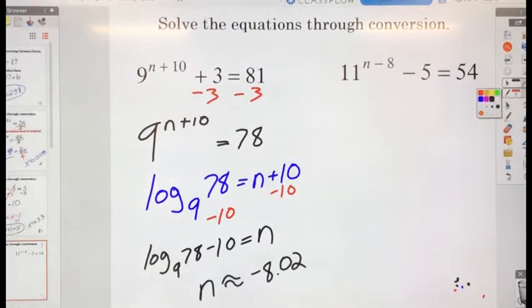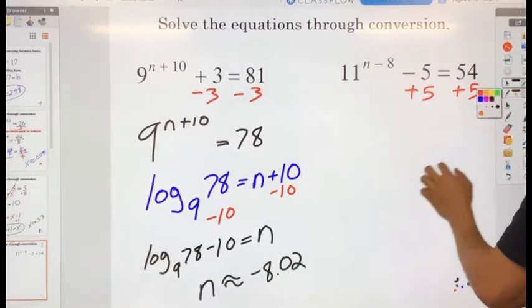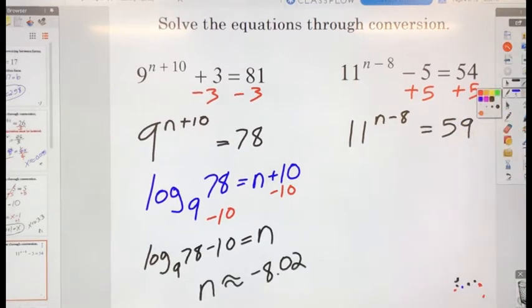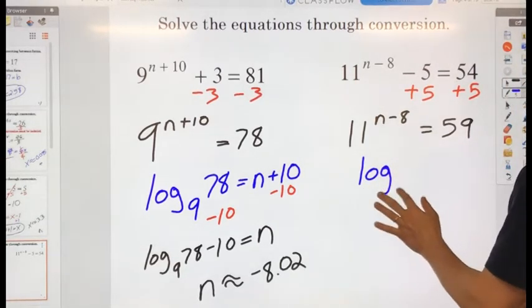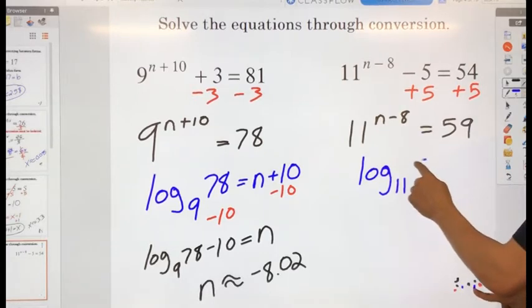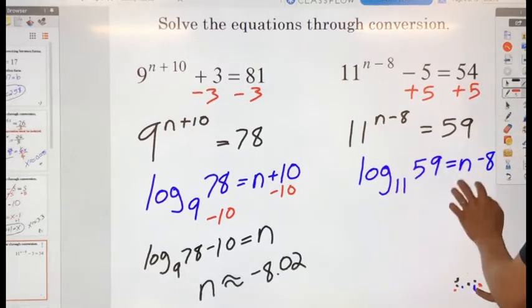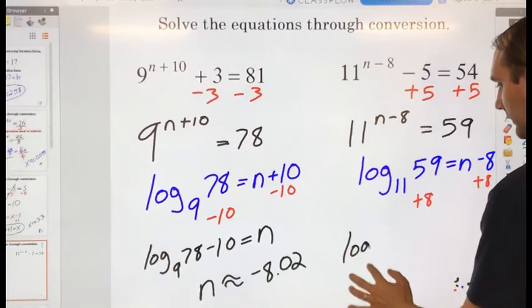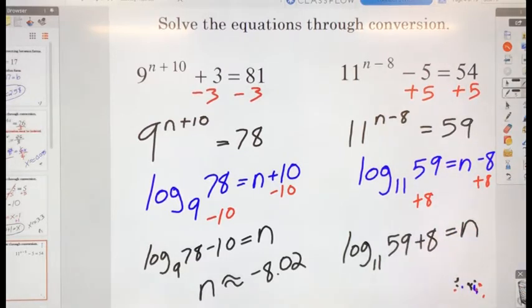Next problem. It looks like it's going to work out the exact same as the previous problem. Move over this 5. I get 11 to the power of n minus 8 equals 59. Which now I'm free to convert into a log. So log with the base of 11 of 59 equals my exponent. And then one more step to go. Move that 8 over. I get my exact value of log base 11 of 59 plus 8 equals n. Again, note that this is all collectively one number, and then we have to add 8.